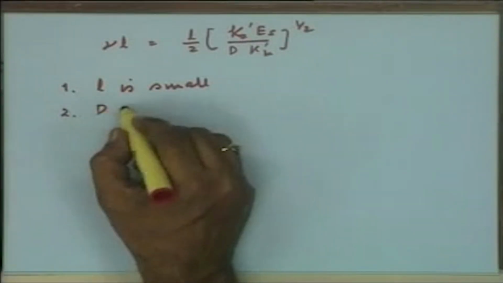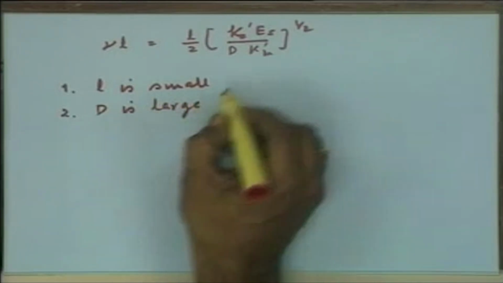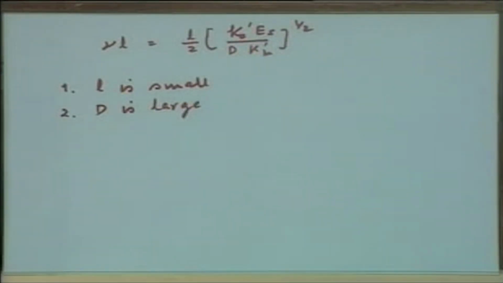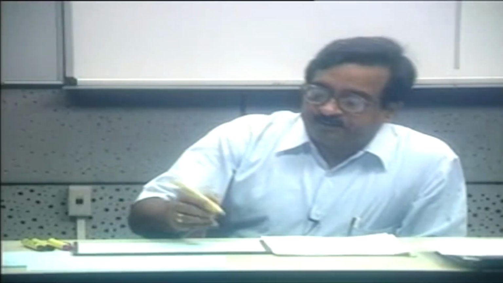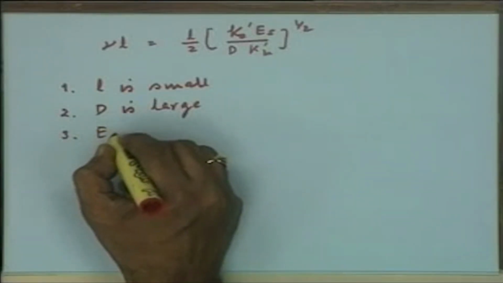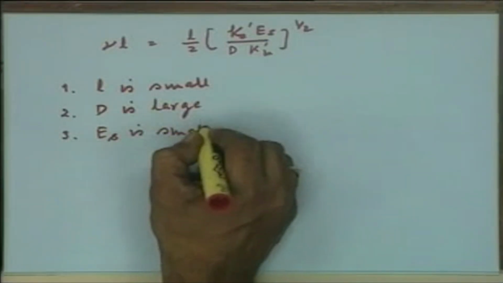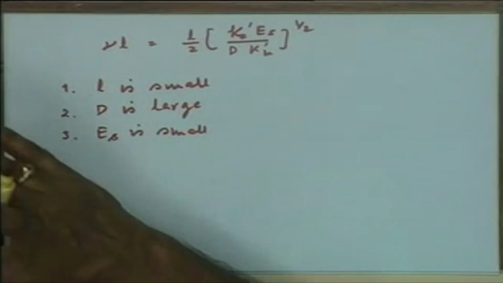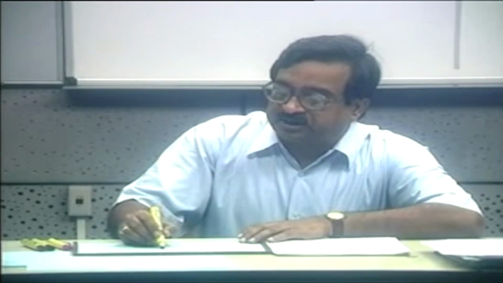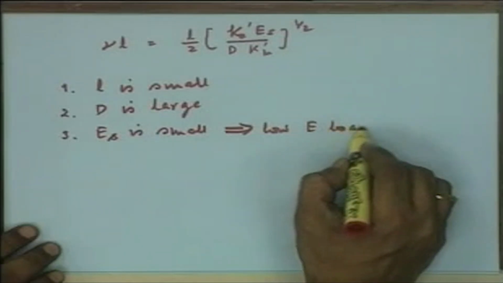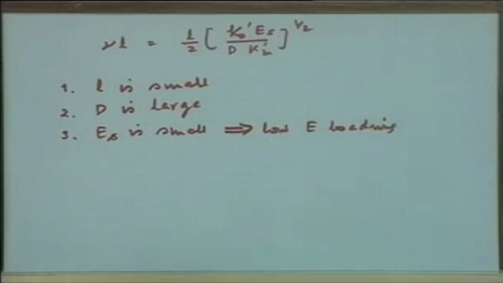Second is D is large. If the rate of diffusion or molecular diffusivity is very high, also your gamma L will be small, and therefore also there will be no diffusion control. Third is Es is small, which means low enzyme loading in the matrix. That means if your immobilized enzyme preparation has a small loading, the diffusional resistances will not be very controlling.